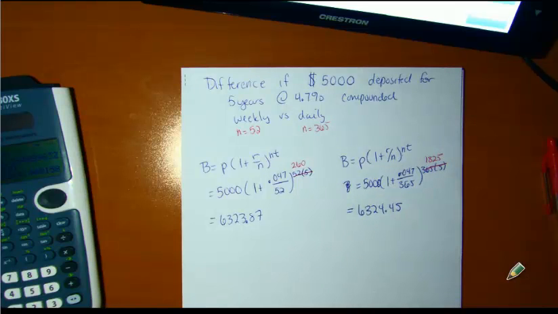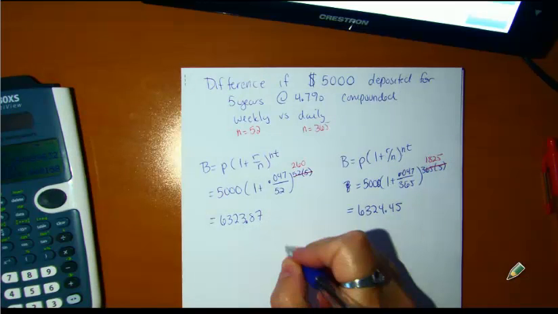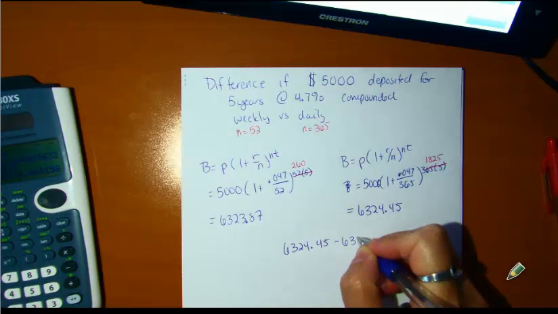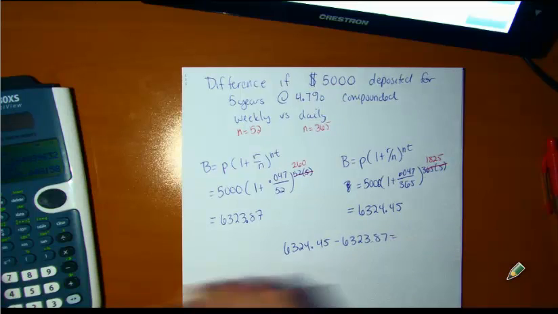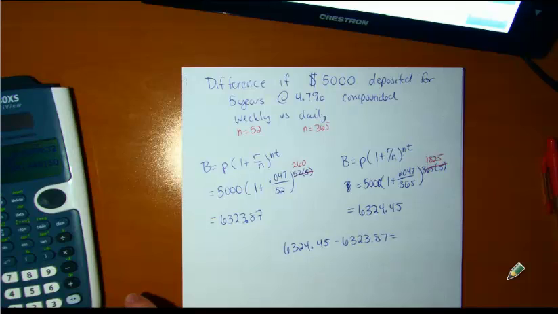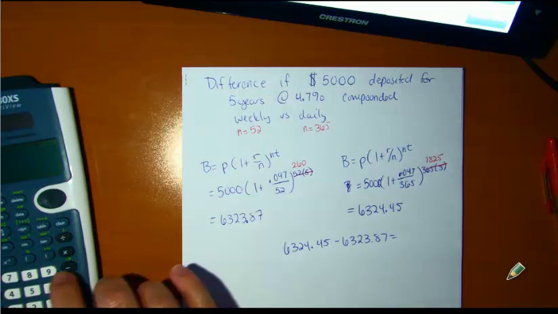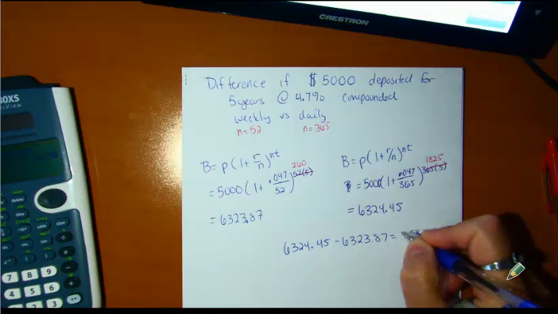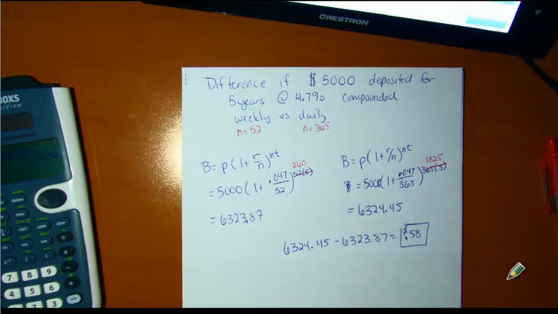Okay, and to actually figure out what's the difference, you actually do the subtraction. $0.58 difference between weekly versus daily compounding. Divided by 5 years, that's a difference of 11.6 cents per year.